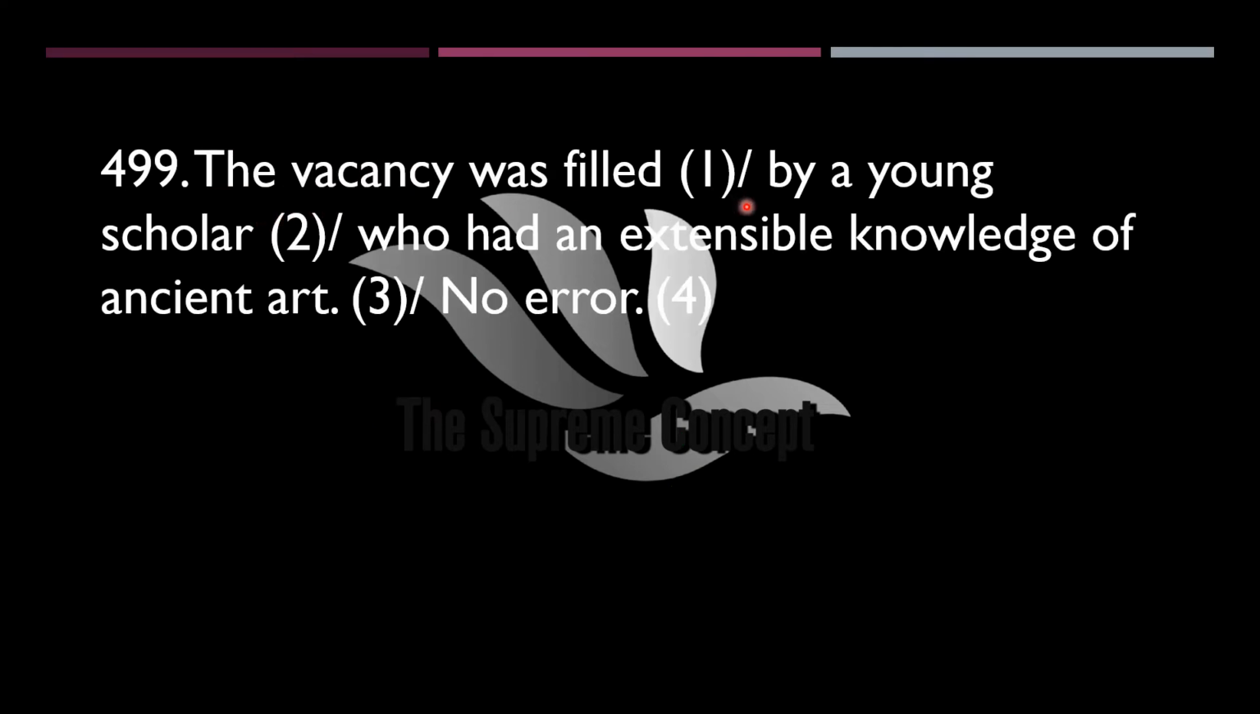The vacancy was filled by a young scholar who had an extensible knowledge of ancient art. Now figure out where exactly the error lies in this question. Alright, see here, the error lies in part number 3. Here, as you can see, this word extensible: who had an extensible knowledge. It's not extensible knowledge. Actually, extensible is an adjective. See, there is a difference here.